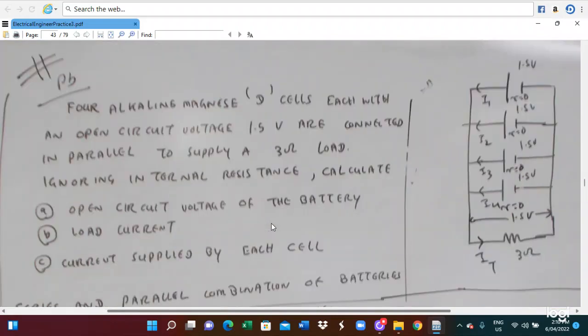The next one is a problem: four magnesium cells, each with an open circuit voltage of 1.5 volts, are connected in parallel to supply an 8 ohm load.